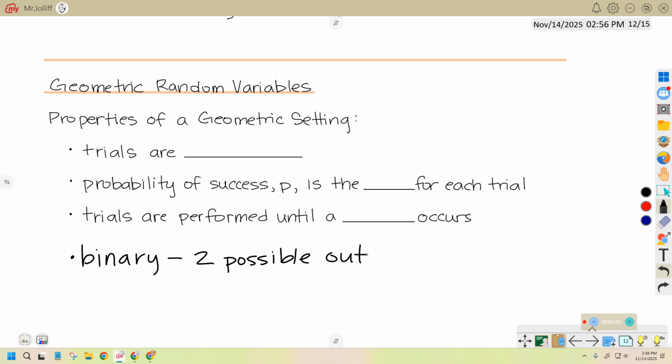Two possible outcomes. What do we call those possible outcomes? Success and failure. Perfect. No judgment there, right? Success is what we're looking for. Failure is what we're not looking for. Good. So we took care of the B in BINS. What does the I stand for? Independent trials. Very good. Same thing for geometric distributions. We want our trials to be independent.